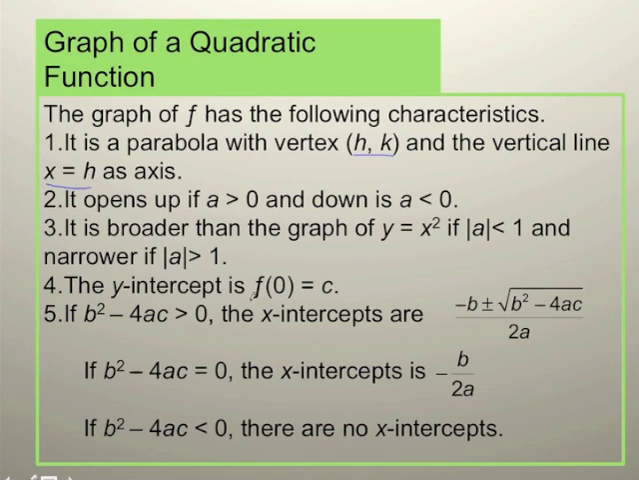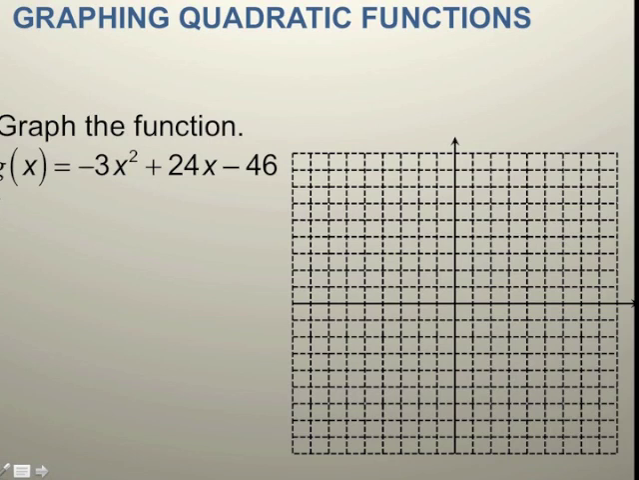The y-intercept, f of 0 equals c, and the x-intercepts can be found by using the quadratic formula. If the discriminant b squared minus 4ac is greater than 0, you'll have 2. If it equals 0, then the x-intercept is only negative b over 2a, and if it's less than 0, there are no x-intercepts. Let's graph this using these techniques.